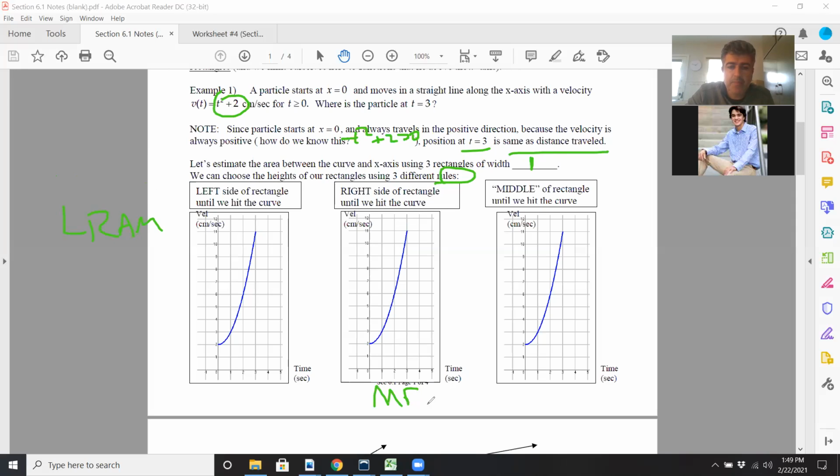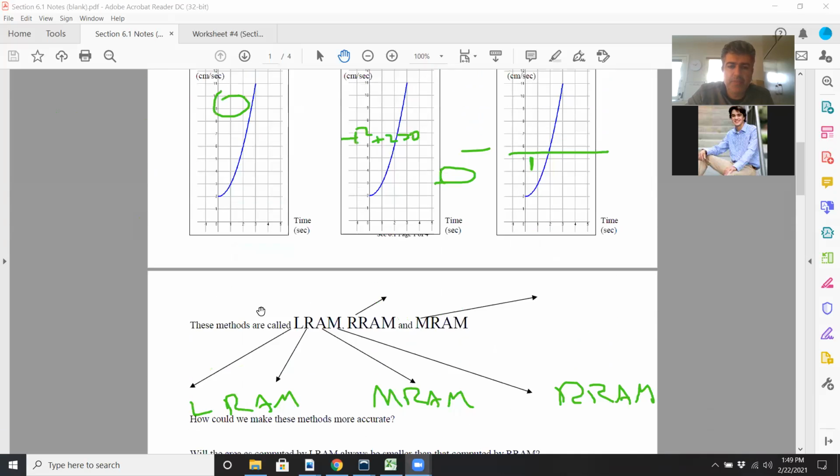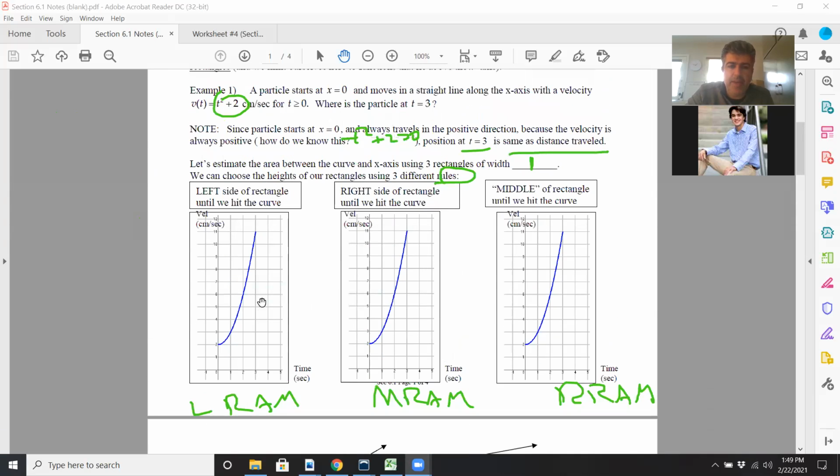MRAM, or RRAM. Sounds like a computer memory chip or device or something. Let me tell you what the RAMs mean. It's actually on the next page, but I'll tell you right now.